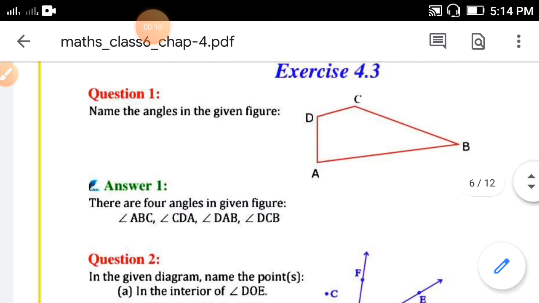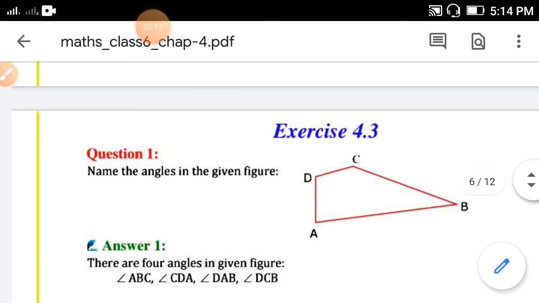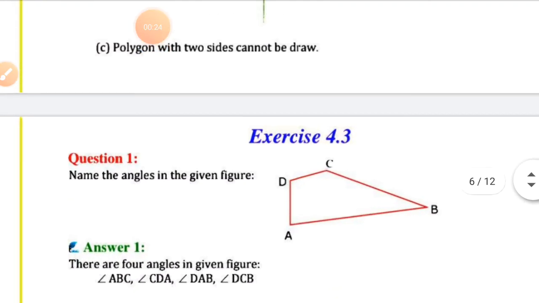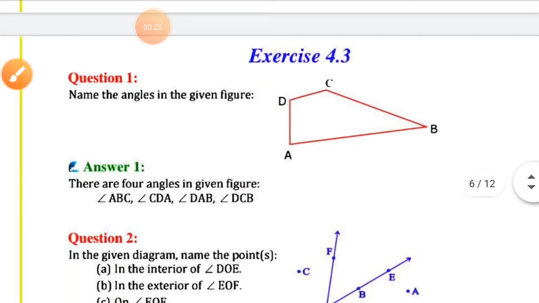So in the previous lecture we have already completed the revision of the third chapter, and this fourth chapter up to exercise 4.2 we have finished. Now exercise 4.3. Question 1, name the angles in the given figure.